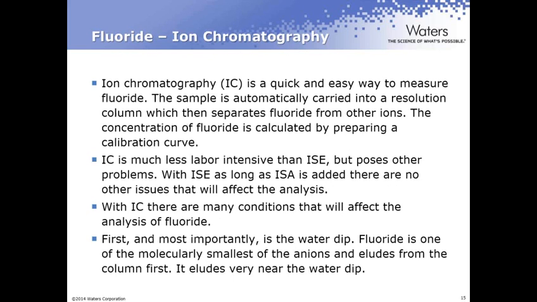So we can also run fluoride by ion chromatography. Ion chromatography is a much quicker and easier way to measure fluoride. The sample is automatically carried into a resolution column, which then separates fluoride from other ions. The concentration of the fluoride is calculated by preparing a calibration curve.